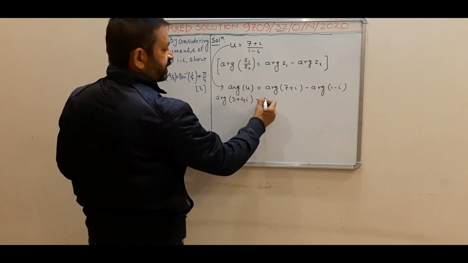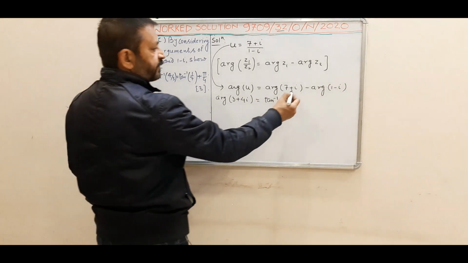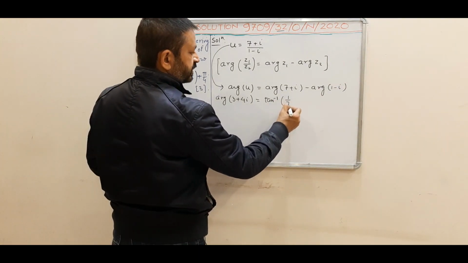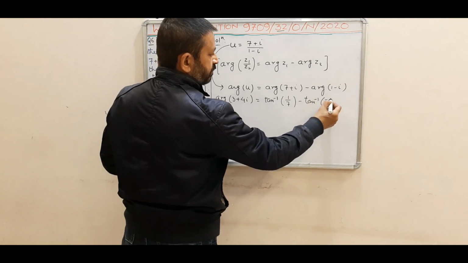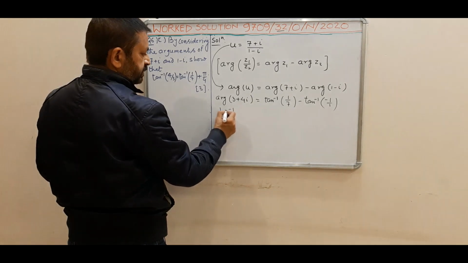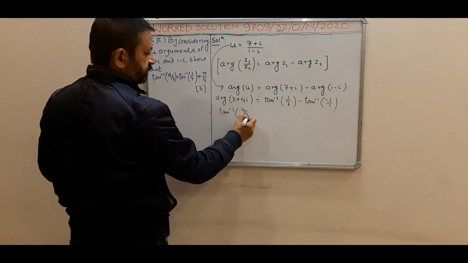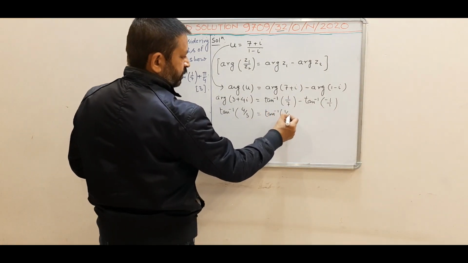What will be the argument of 7 plus i? It is tan inverse y upon x. What is y? y is 1. So tan inverse 1 upon 7 minus tan inverse of minus 1 upon 1. And here we will get tan inverse 4 upon 3, which is equal to tan inverse 1 upon 7.